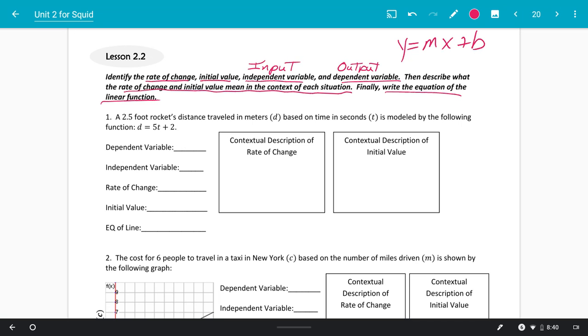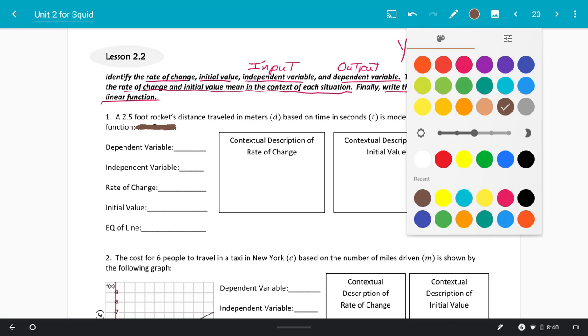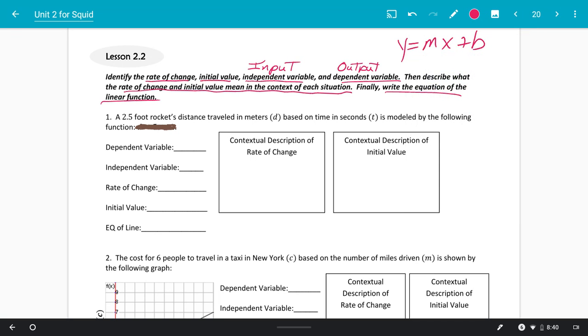All right, let's look at our first situation. Okay, I'm going to hide something here just for now. I don't want you to see that just yet. Okay, so let's look at the situation. A 2.5-foot rocket, distance traveled in meters based on the time, is modeled by the following function.